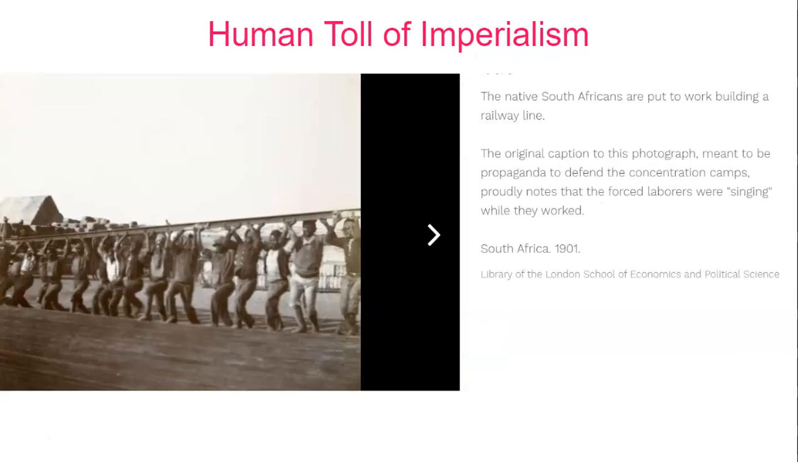The native South Africans are put to work building a railway line in this picture. The original caption of this photograph, which was meant to be propaganda to defend the use of concentration camps, proudly notes that the forced laborers were singing while they worked.